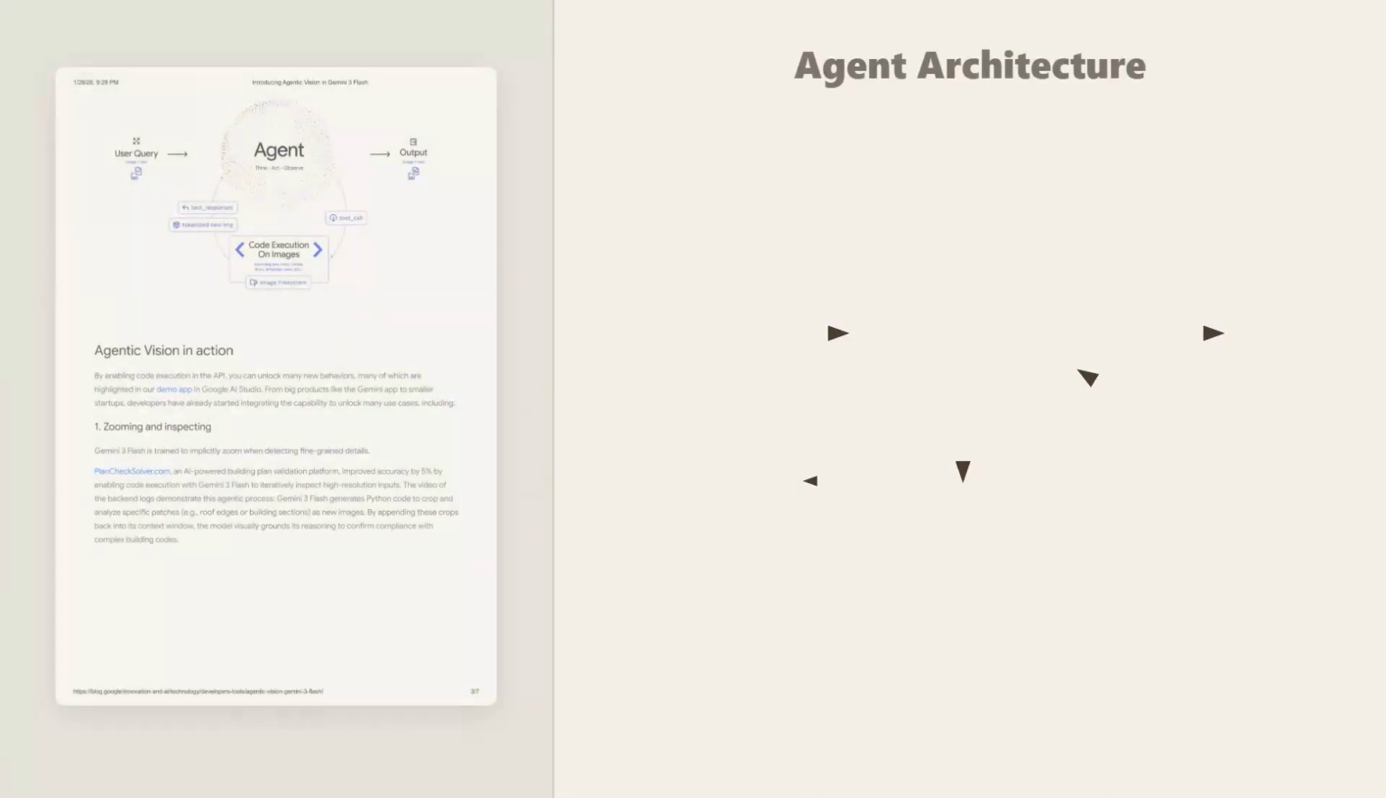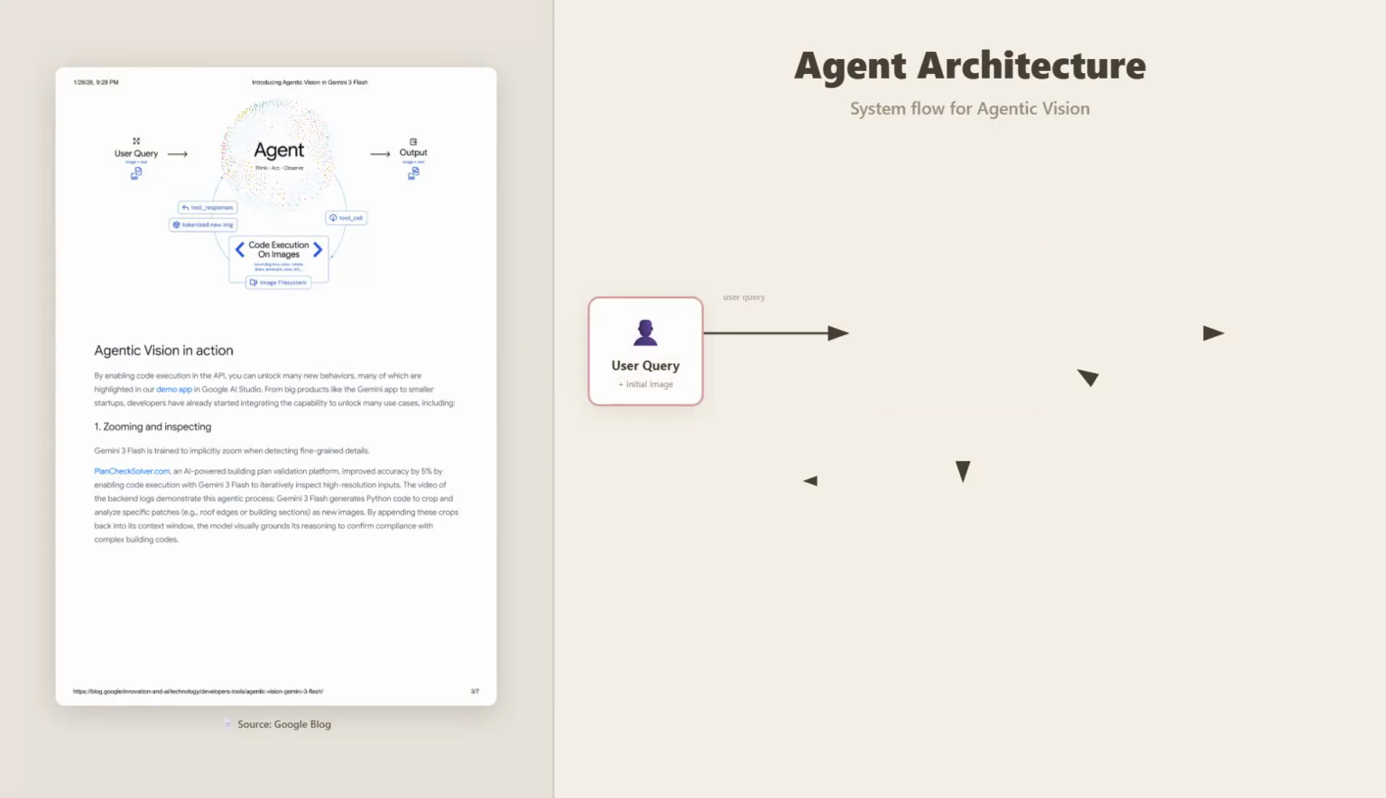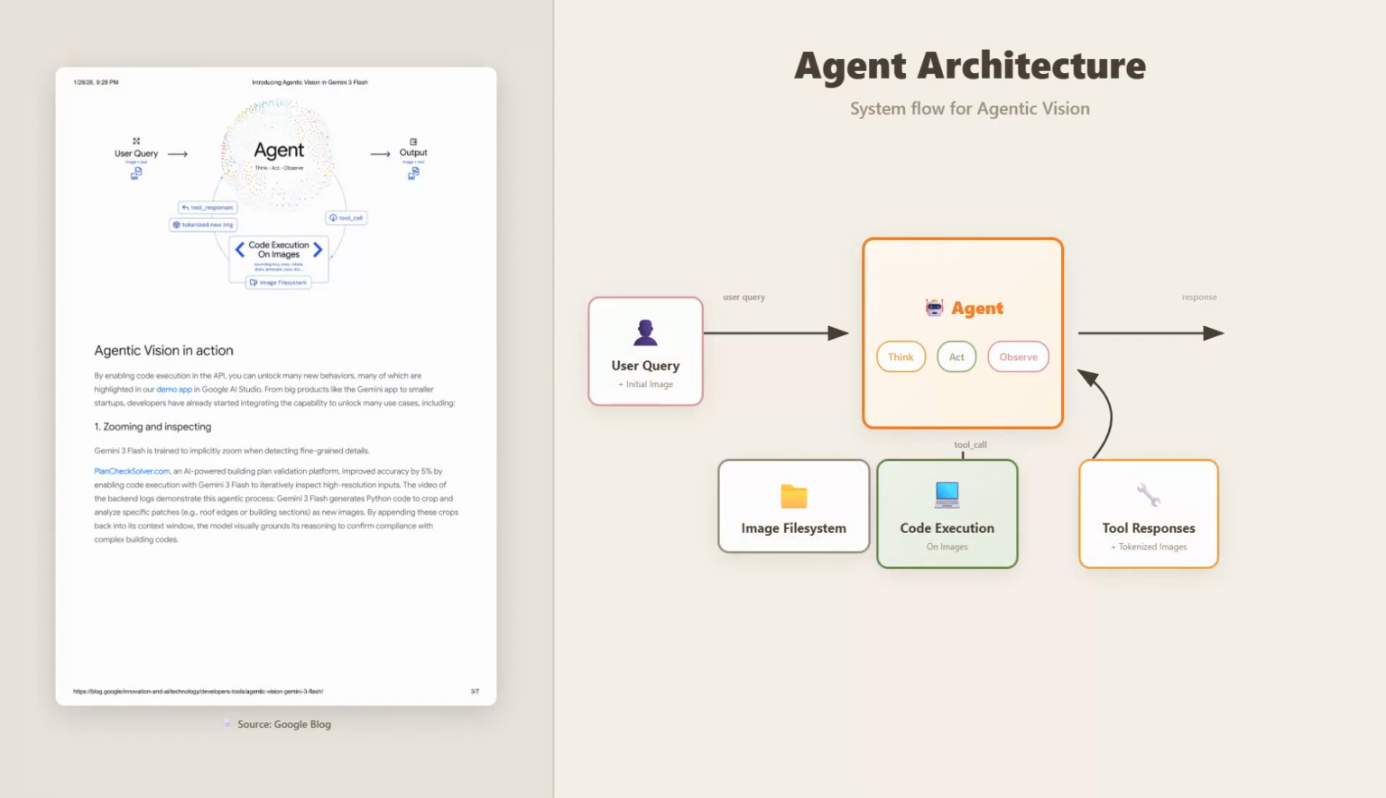Now let's look at the complete system architecture to understand how all these pieces fit together. The flow starts on the left with the user query and initial image. These inputs flow into the central agent module, which houses the think, act, observe loop we discussed earlier. Inside the agent, the model first thinks about the query, formulates a plan, and then decides what actions to take. The act phase connects to the code execution module below.